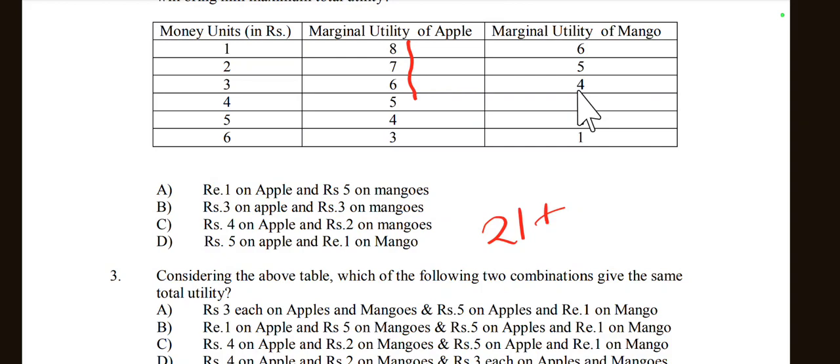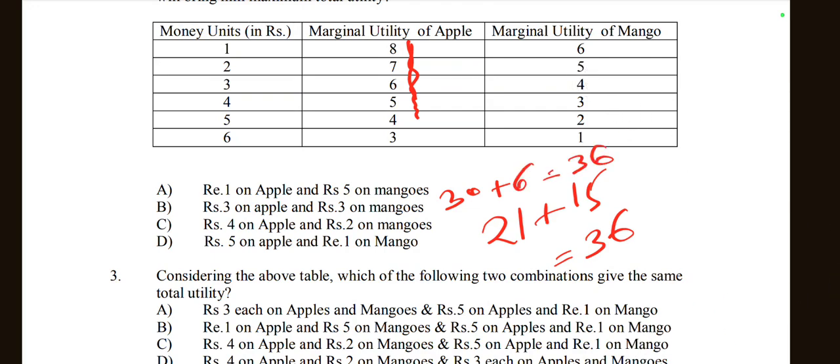654 is equal to 15. So 21 plus 15 is equal to 36. Then the second combination is 5 on apple and 1 on mango. 5 on apple means 87654, which is equal to 30, plus 1 on mango means only 6. 30 plus 6 is equal to 36.